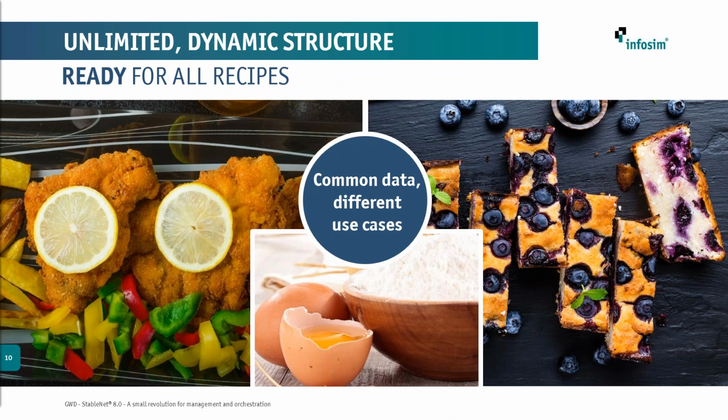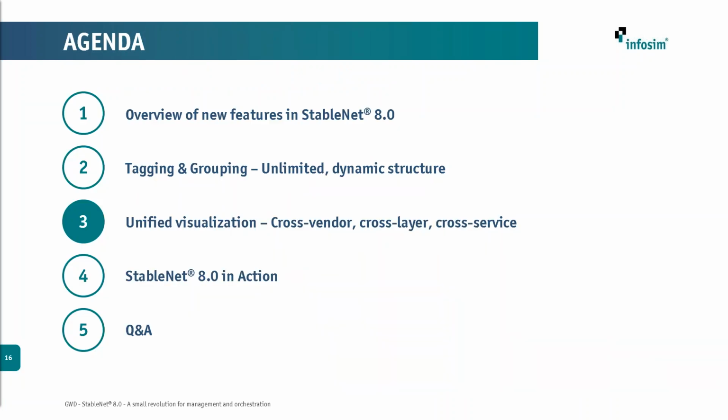So summing up, we have common data, a lot of different use cases, and we can use our Egg and Flower to realize all these use cases with unlimited dynamic structure. So now, let me come to the second main feature that makes StableNet 8.0 a small revolution for management and orchestration.